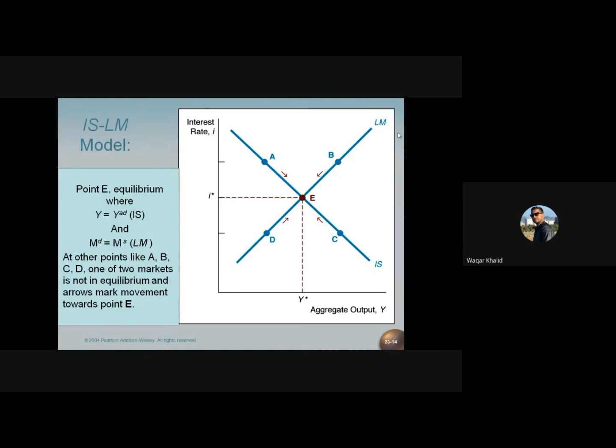So this was the discussion of the ISLM model, that how we can develop the IS model and then how we can develop the LM model, and finally how with the help of the IS and LM model we can complete the whole picture of the ISLM model.